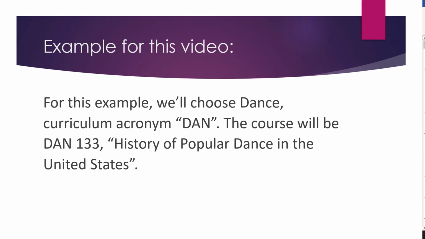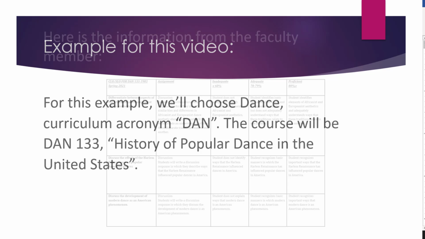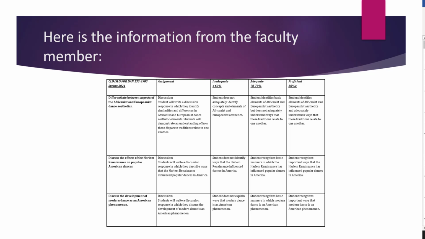For this example, we'll choose Dance, curriculum acronym DAN. The course will be DAN 133, History of Popular Dance in the United States. Here is the information from the faculty member. This would typically be provided by email following a request from the assessment coordinator.